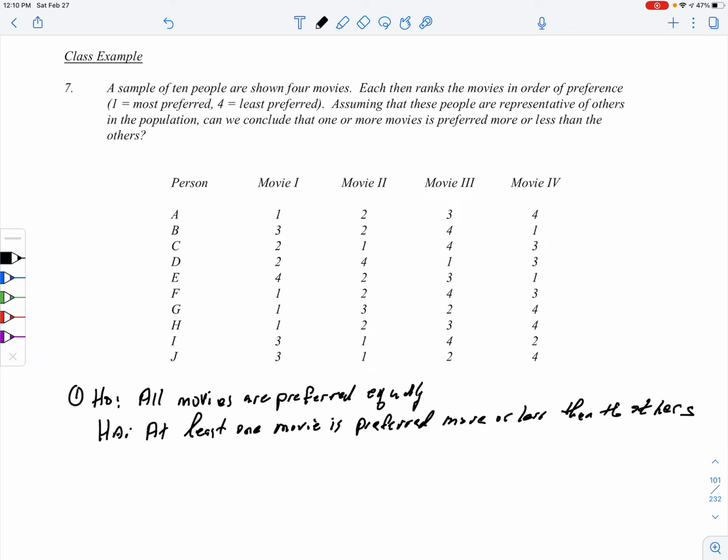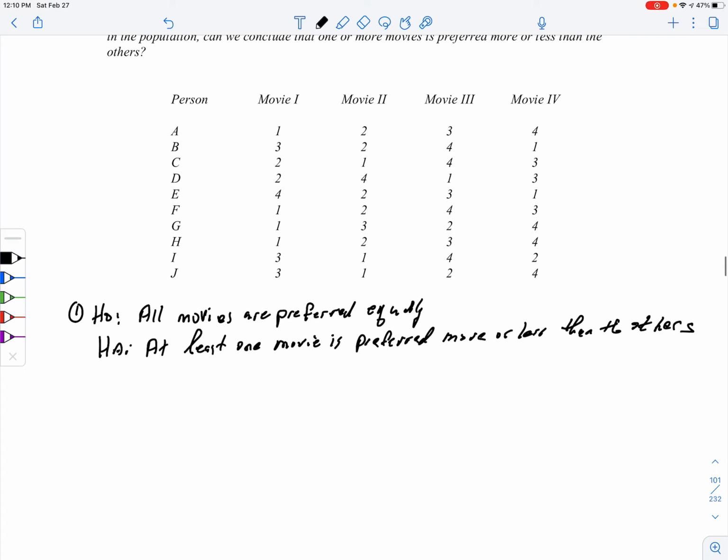I guess a lower rating in this case would be a more preferred movie, right? Because your most preferred movie is giving a low number. So that's important to note when you're talking about preferences like this. A low number means it's more preferred. A higher number, it's less preferred.